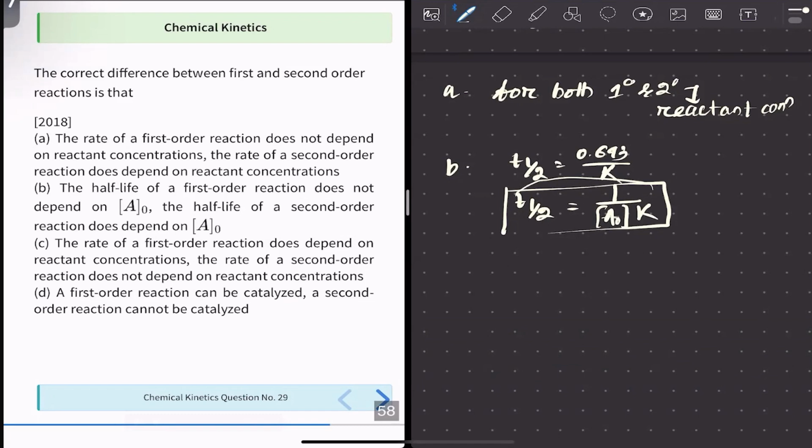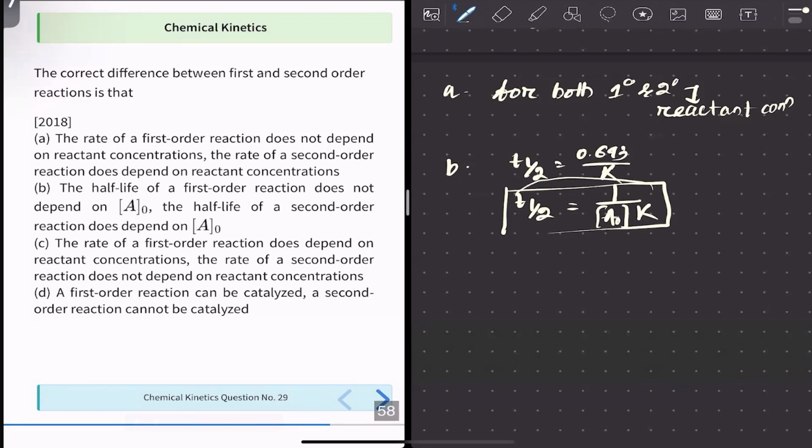Let's read out the rest of the options also. The rate of a first order reaction does depend on reactant concentration. Yes, it is correct. The rate of a second order reaction doesn't depend on the reactant concentration. No, it is incorrect. For both first order and second order reactions, the rate depends upon the reactant concentration.